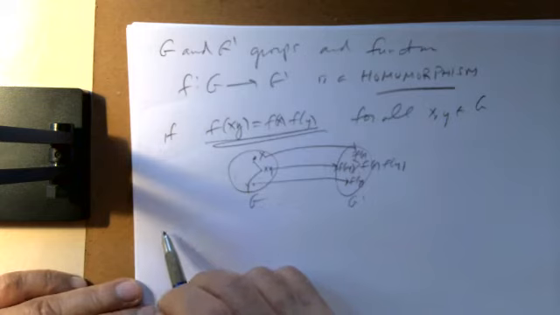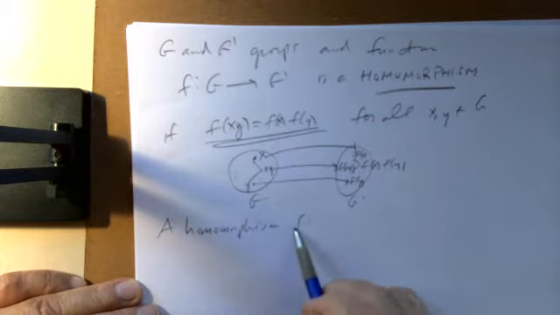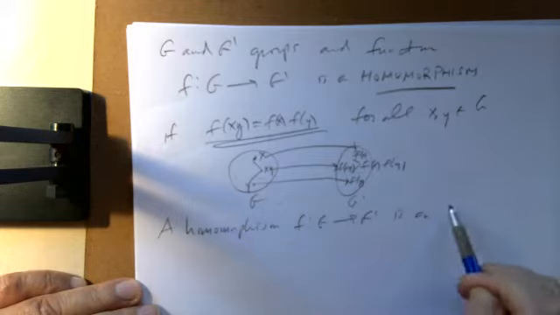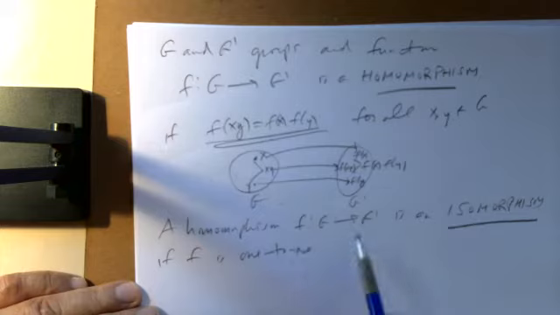And we say that a homomorphism f from G to G prime is what is called an isomorphism if f is one to one and onto.